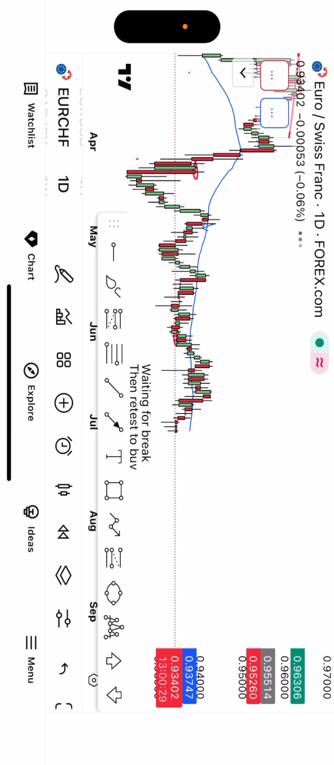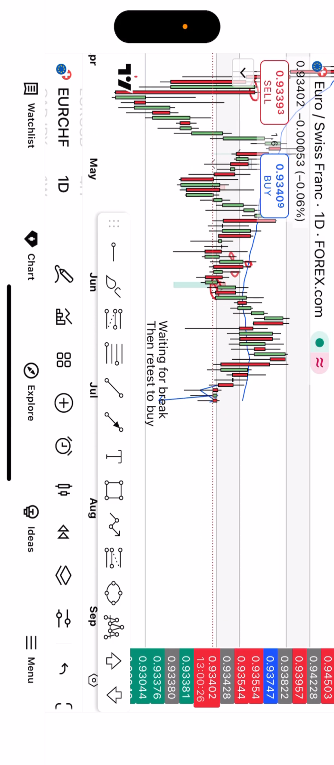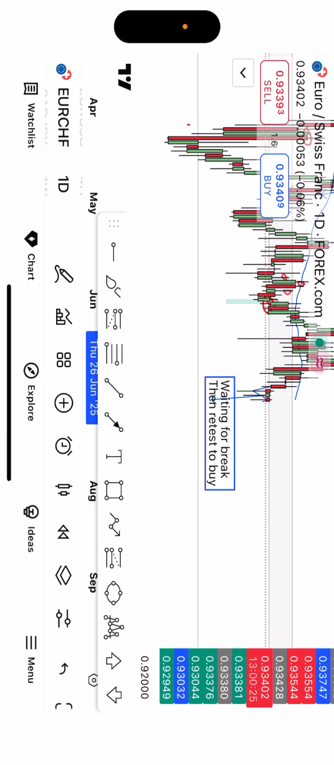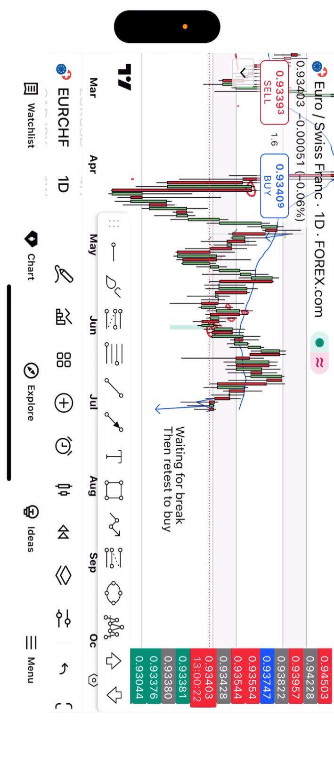Lastly, EURCHF. EURCHF looks like, at least you can even see, I'm waiting for a break, then a retest to buy off the 4 hour time frame. You can clearly see that's what I'm looking for.